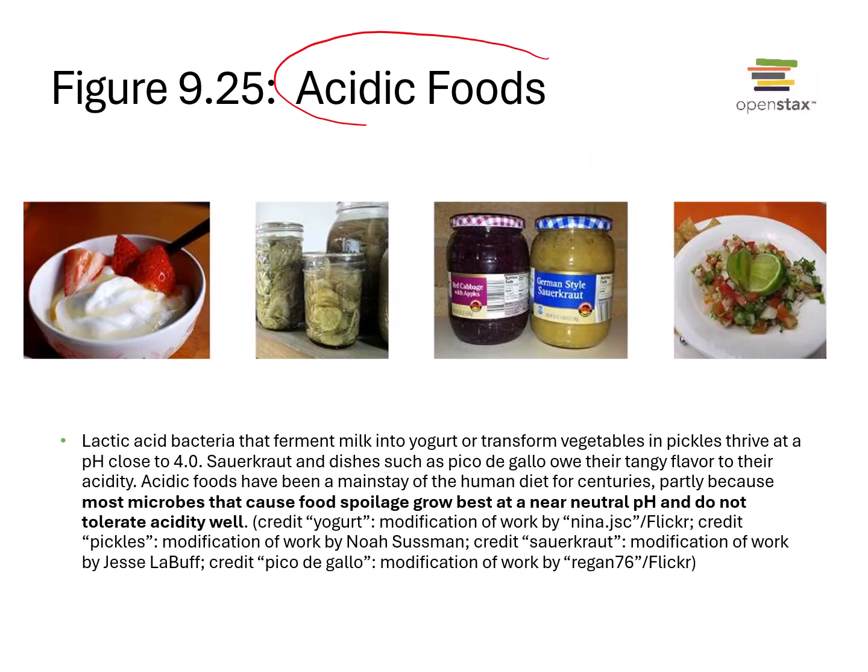You may have noticed that acidic foods last longer than others, and that's why they've been a part of our human diet for centuries. They're harder to spoil. The reason for that is because most microbes that spoil food are neutrophiles. They grow best at a neutral pH, so they do not tolerate the acidity found in our acidic foods.